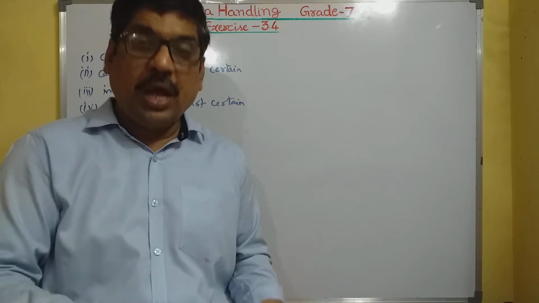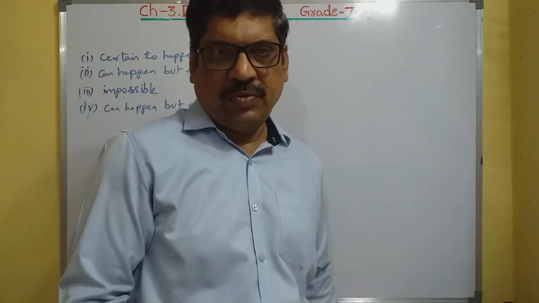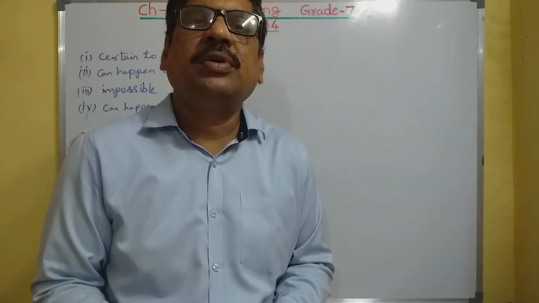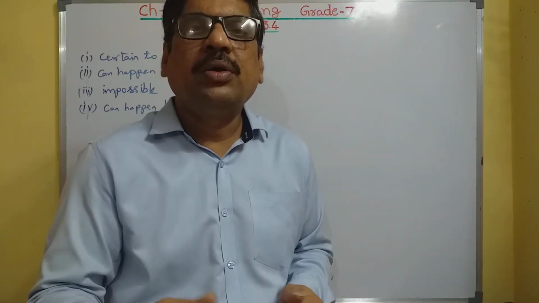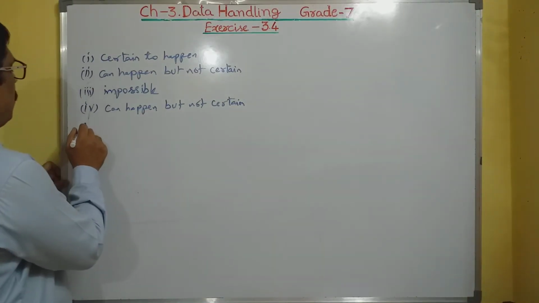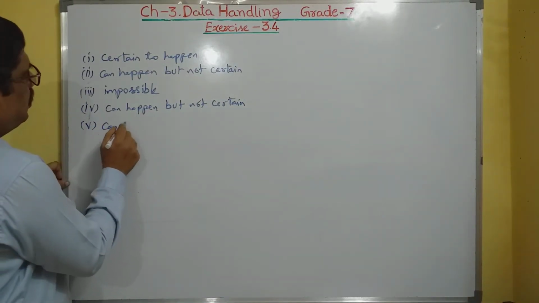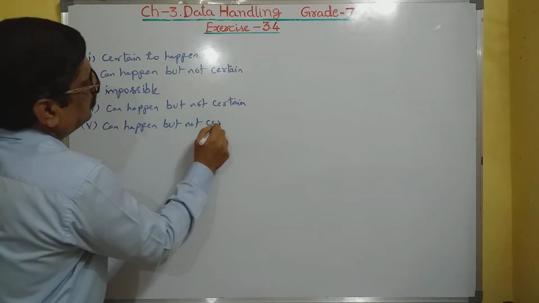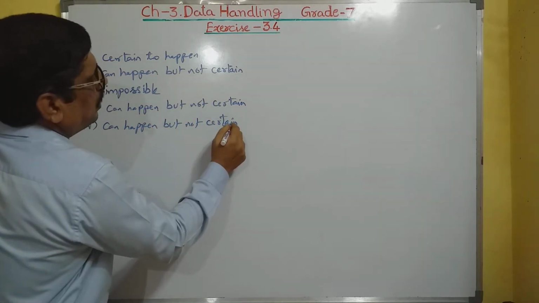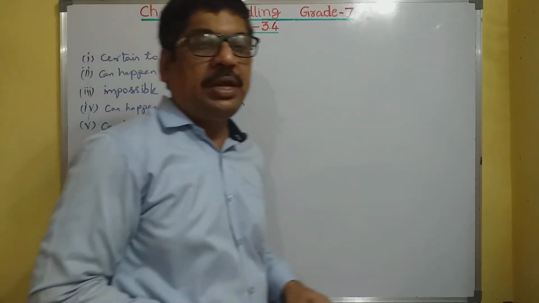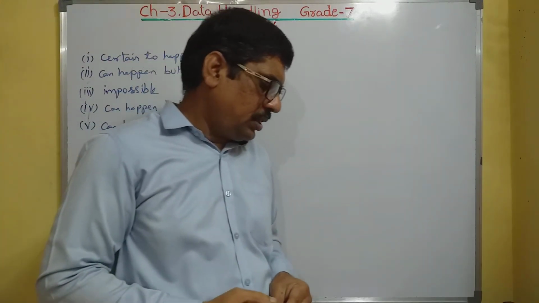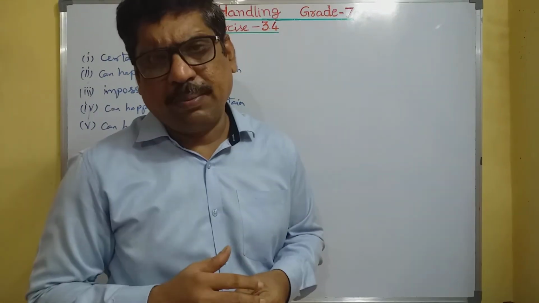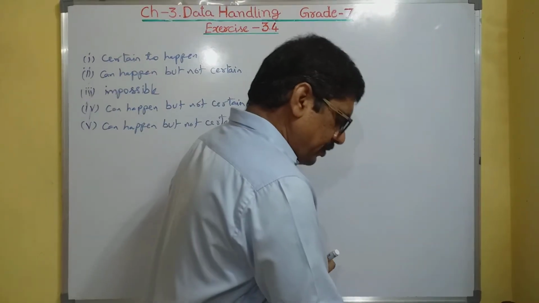Now let us go with the next, fifth question. Tomorrow will be a cloudy day. Who can say? For example, if it rains today, how could you say that tomorrow also it rains? Tomorrow also it will be cloudy? No. So this is also, we can say, can happen but not certain. So every event can be divided into 3 categories. They are: certain to happen, may happen or may not happen, and impossible to happen. Okay, so we can categorize the events like this.